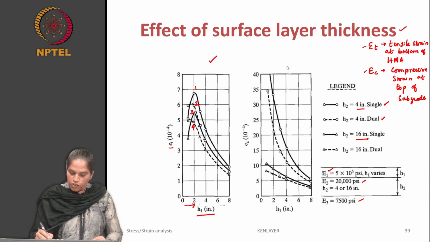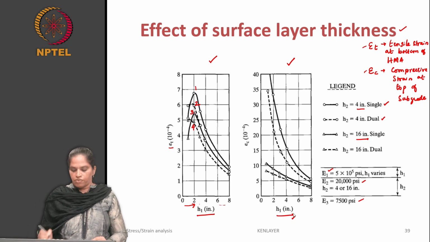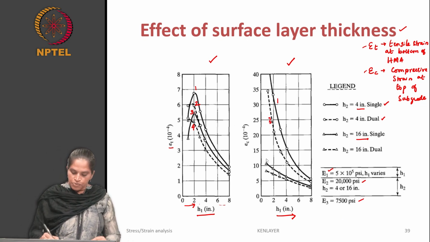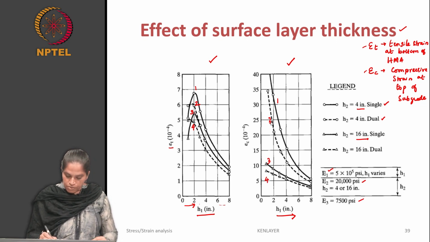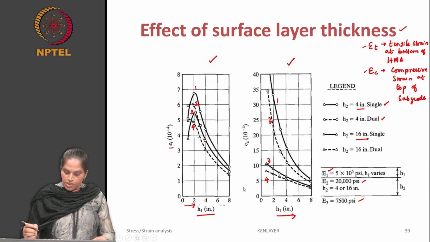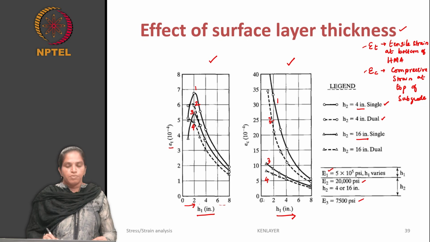Now we can see the influence of vertical compressive strain at the top of a subgrade by varying the thickness of the top surface. So here again you have 4 cases: 1, 2, 3 and 4. Now the first and second cases correspond to a thin base. So you can see that increasing the thickness of the asphalt layer is more effective in reducing the vertical compressive strain only if the base is thin. So you have a drastic reduction in cases 1 and 2.